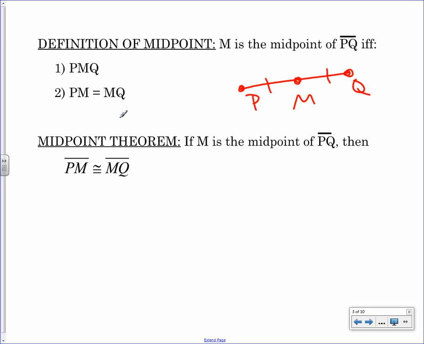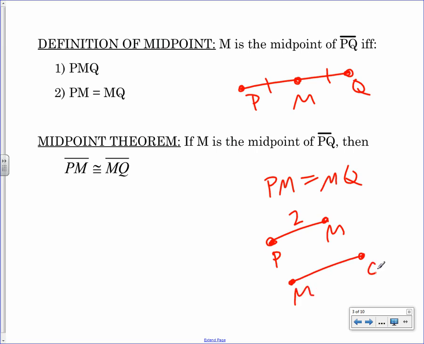Here's why. If I just jumped to those two pieces being the same, so they want D is the midpoint of BE. If I just said BD is equal to DE, right, that doesn't necessarily mean it's the midpoint. Here's why. If I did it here and I just said, hey, PM is the same as MQ, and I never proved that it was in between them, if you look at this, PM, let's say it's 2 inches, MQ, let's say it's 2 inches.